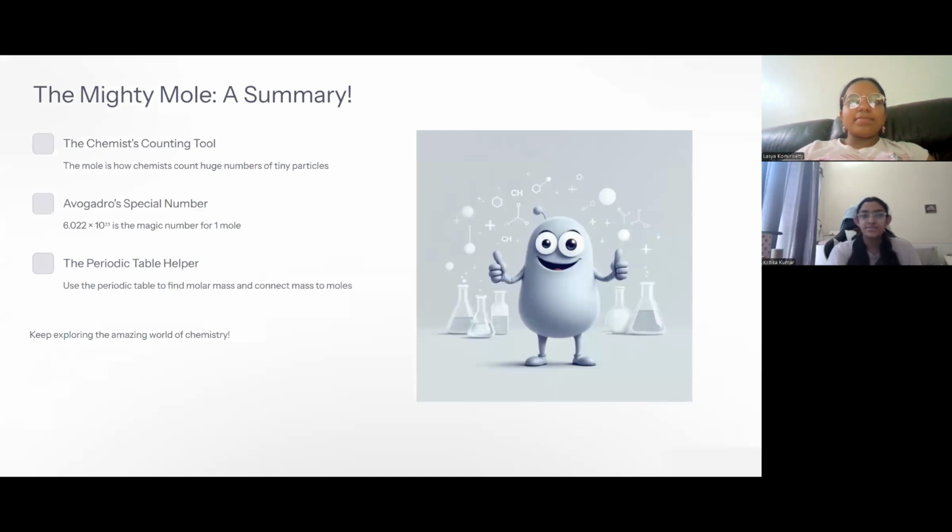Now let's have a summary of the mighty mole. So the mole is how chemists count huge numbers of tiny particles. So the mole is the chemist's counting tool. And then we talked about Avogadro's special number, which was 6.022 times 10 to the 23, the magic number for 1 mole, and it's a huge number. And then we know that the periodic table can help us with calculating the mole. So use the periodic table to find molar mass and connect masses to moles.